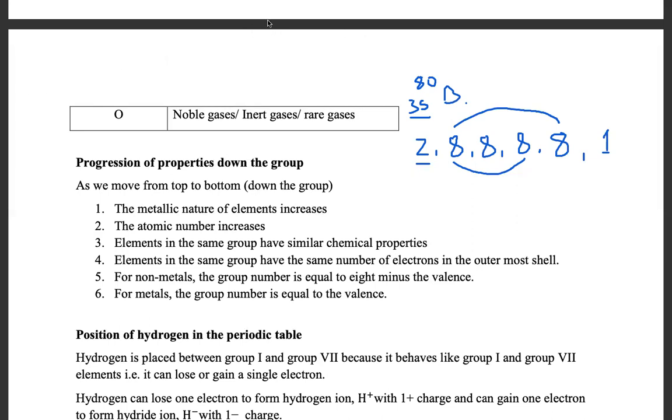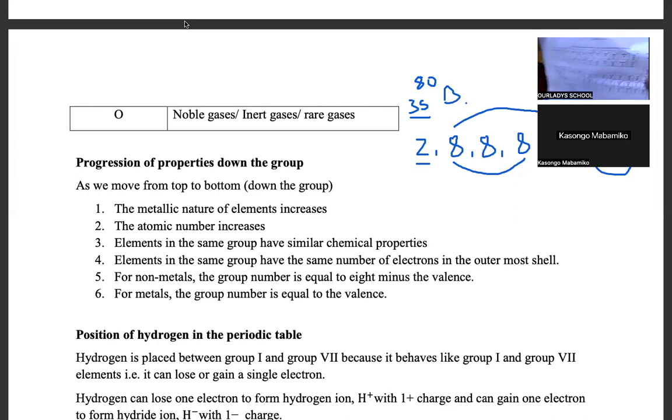So from what we have in our configuration, we actually expect bromine, because it has got 1 electron in the outermost shell, to be in group 1. But guess where this bromine is found? Bromine is actually found here, in group 7. Group 7 here, down here, that's where we find bromine.